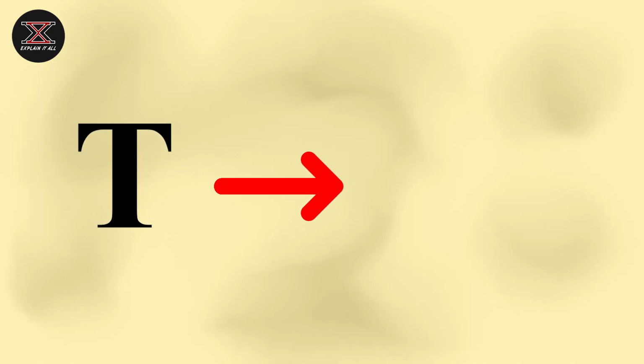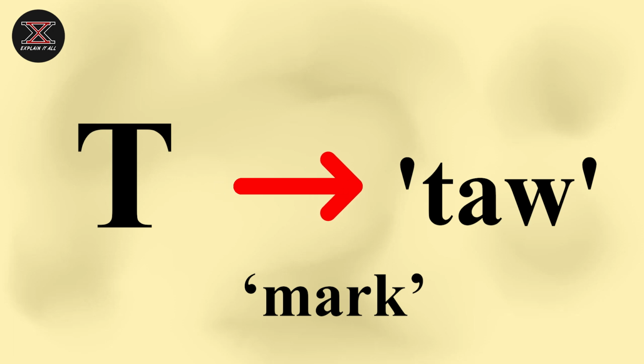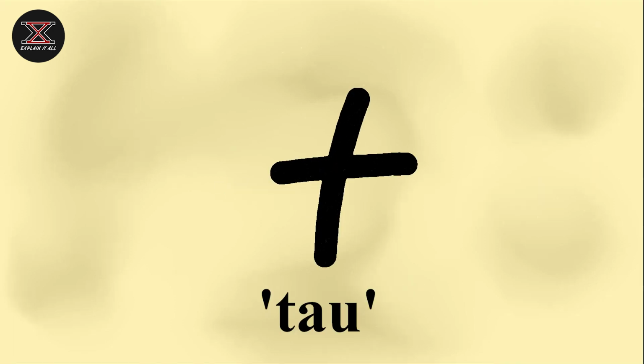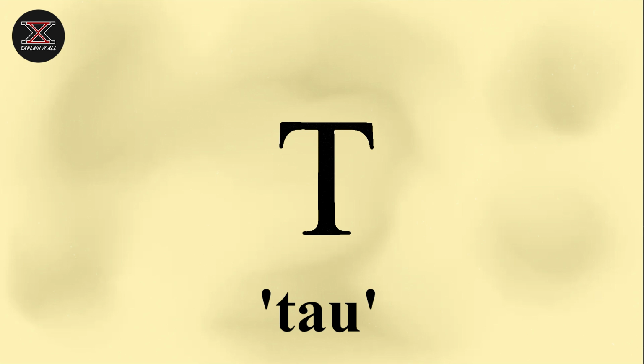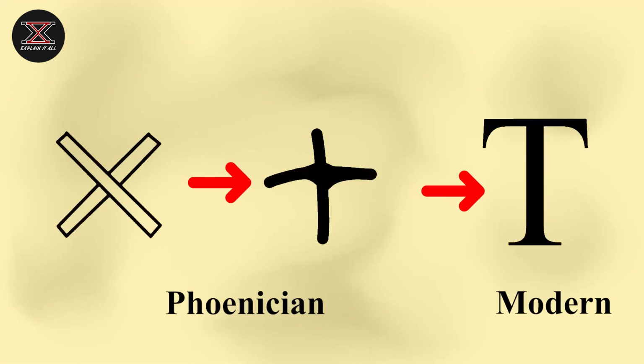T comes from the Phoenician ta, meaning mark. The Greeks used it as tau, and it became T in the Latin alphabet. Its straightforward, cross-like form has remained a clear and distinct symbol.